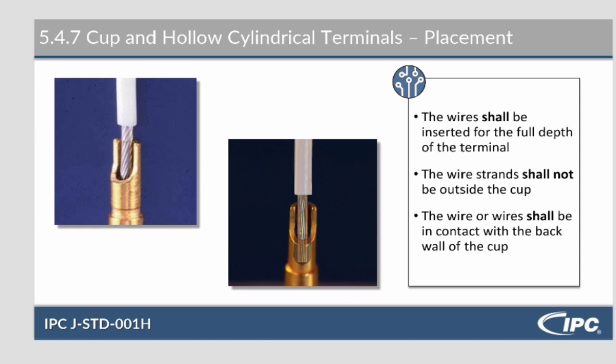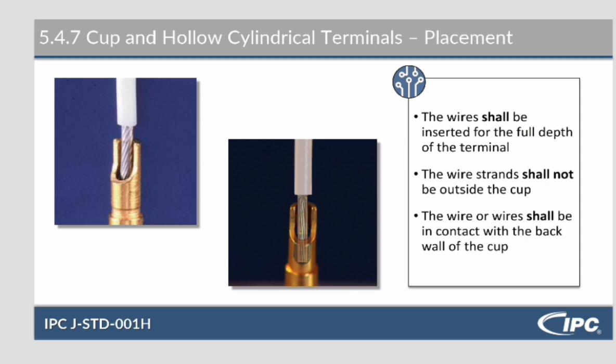Now, something I want to point out to you, in case you don't have your book open, you probably should. Where are we at, 5.4.7? The wire or wires shall be inserted for full depth of cup. That is N1P2D3. That is only a defect for class 3 if that's not met. The wire strands shall not be outside the cup. That is a defect for all three classes.